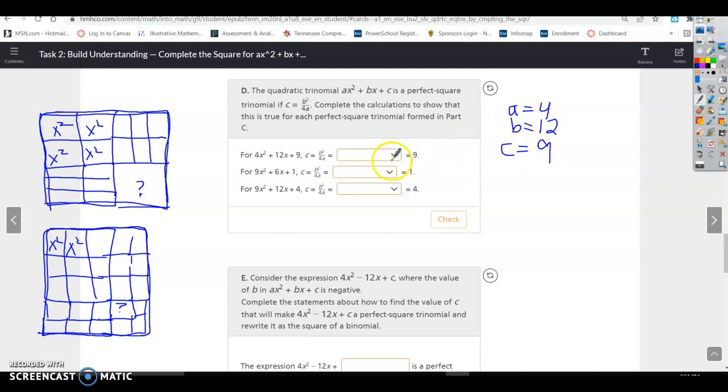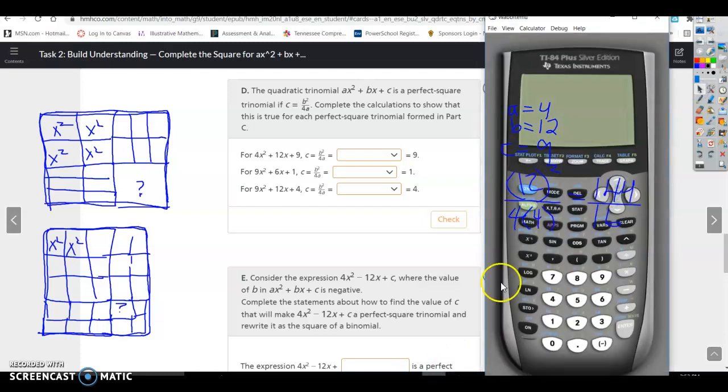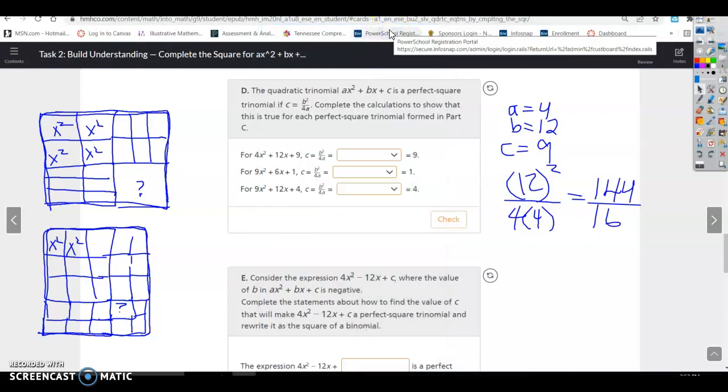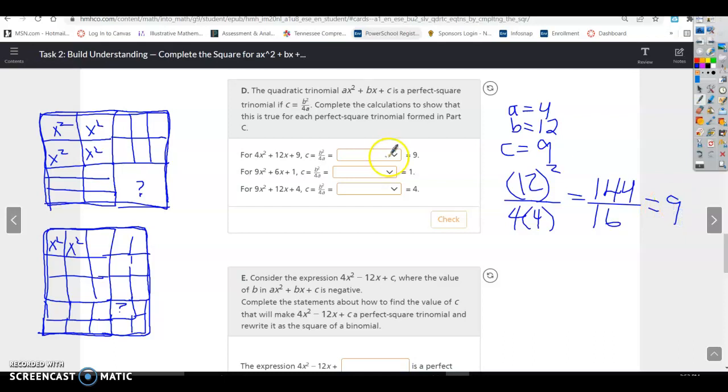So what they want to do is say, we could have found c by doing b squared over 4a. So if we do b squared over 4 times a, that's going to be 144 divided by 16. And if you do 144 divided by 16, you'll see that that is 9. So this number here comes from 144 divided by 16.